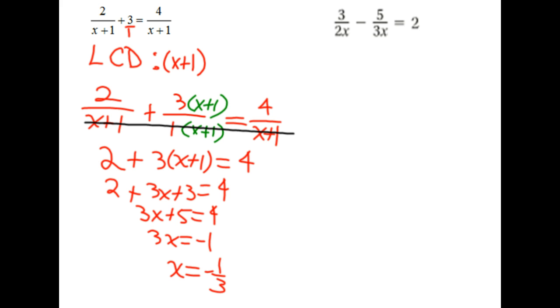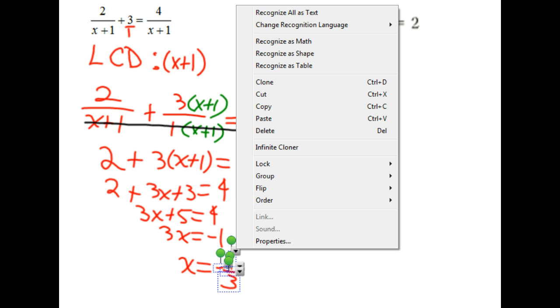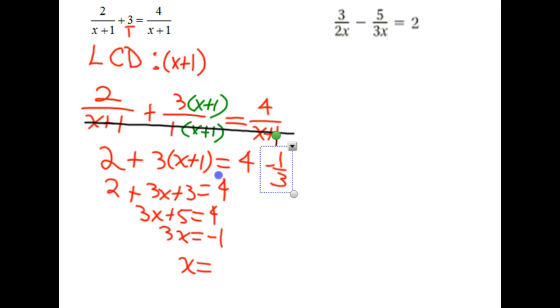Now, because we have an x in the denominator of a fraction, you do have to make sure that whatever answer I get for x wouldn't give me 0 in that denominator. If I plug this negative 1/3 into the equation, here and here, would either of those denominators become 0? I think not. Therefore, I know that I'm good to go. The negative 1/3 is a golden answer. Okay. And that's how we solve that.